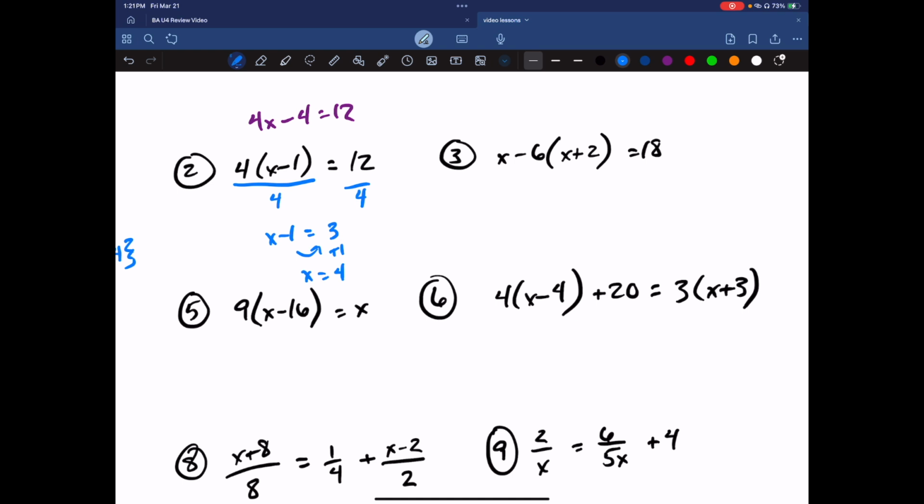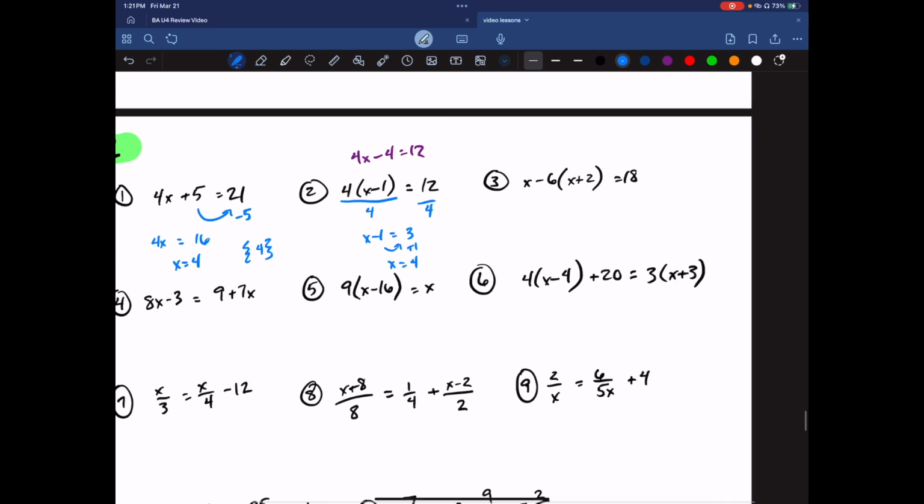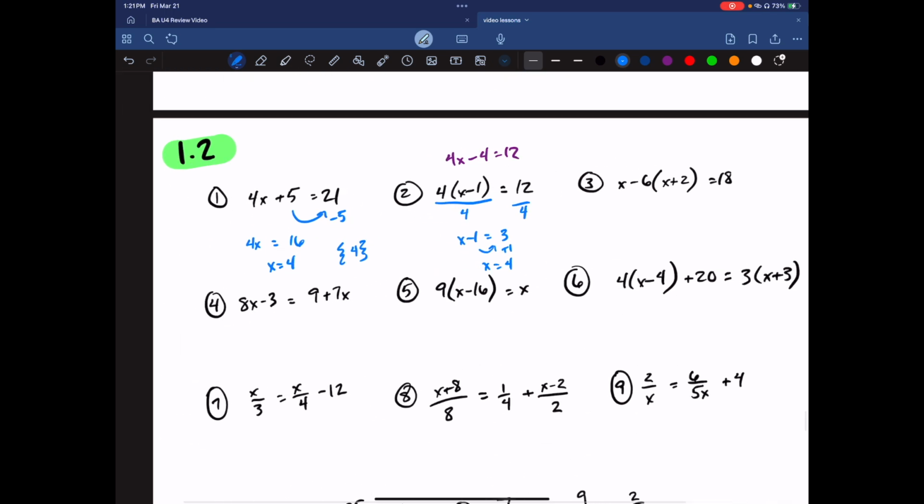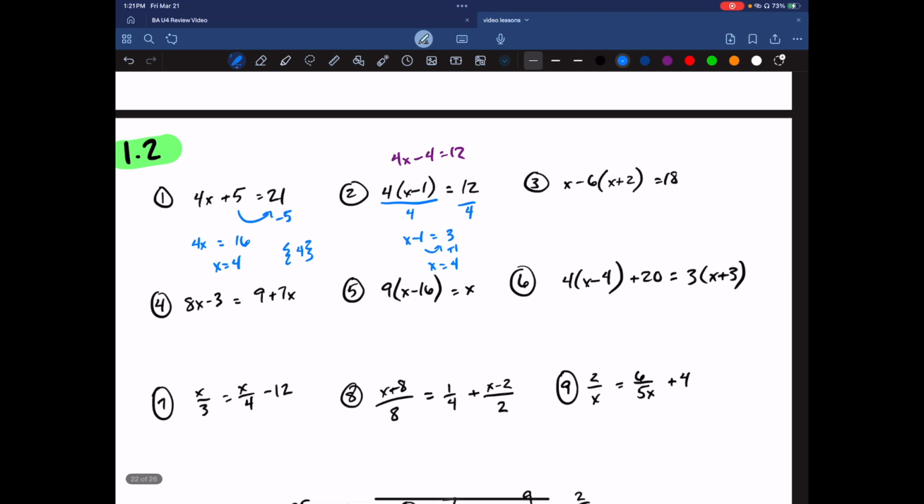On number three, you want to distribute the -6, so it's going to be x minus 6x. When you distribute, you're distributing that sign as well, so it's going to be minus 12 equals 18. Now, I'm going to combine like terms, and when I'm on the same side of the equal sign, it's not so much about changing signs, it's just adding or subtracting straight up. So that's 1x minus 6x. It's going to be -7x minus 12 equals 18.